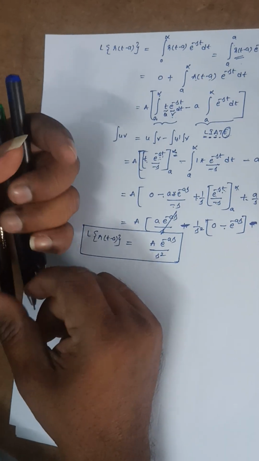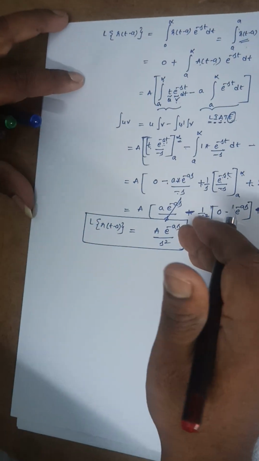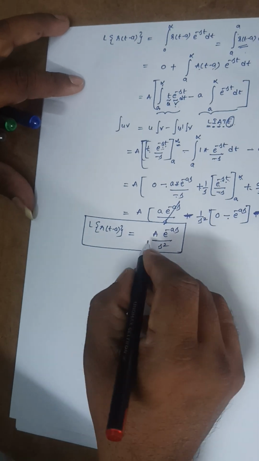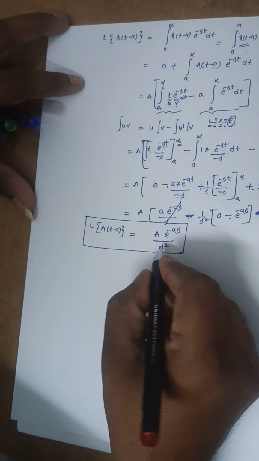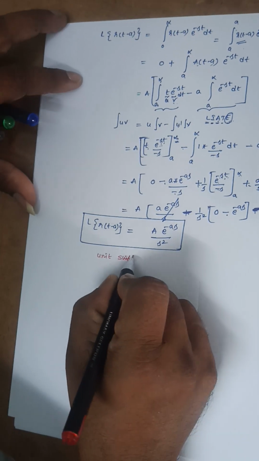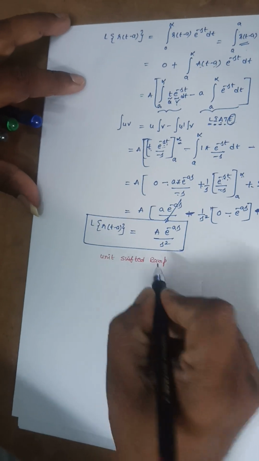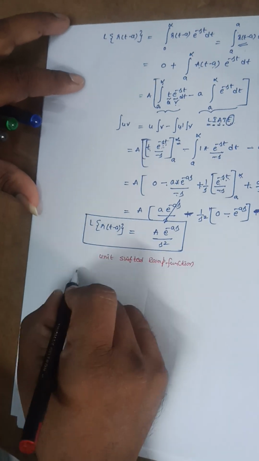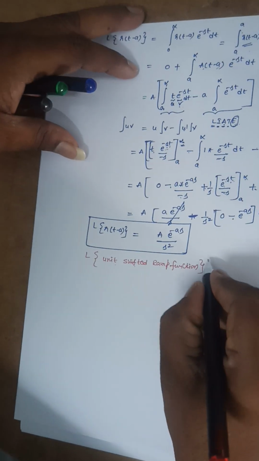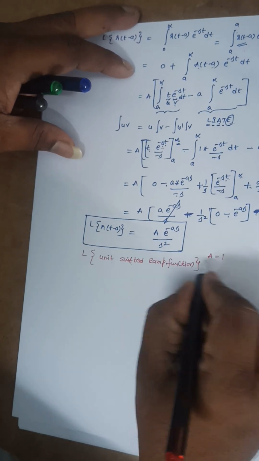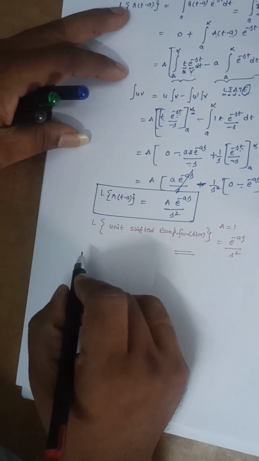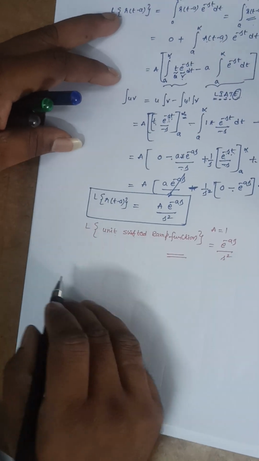Next, impulse function. Before going to that, if you want to find the Laplace transform for the delayed or shifted unit ramp function, then in this place the a value is 1. So if I substitute a equal to 1, it is e power minus s divided by s square. So this is the value for the shifted unit ramp function.